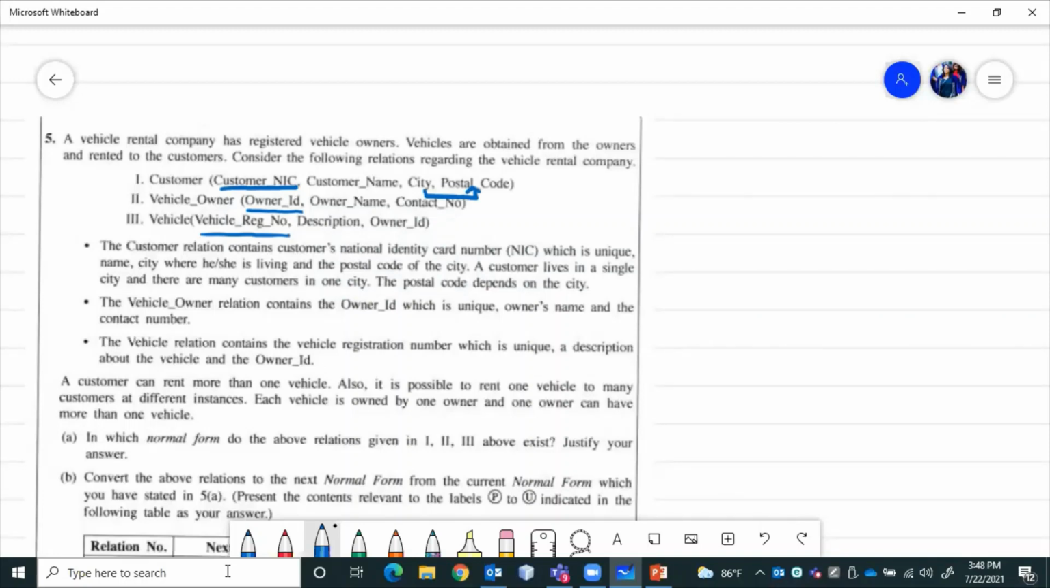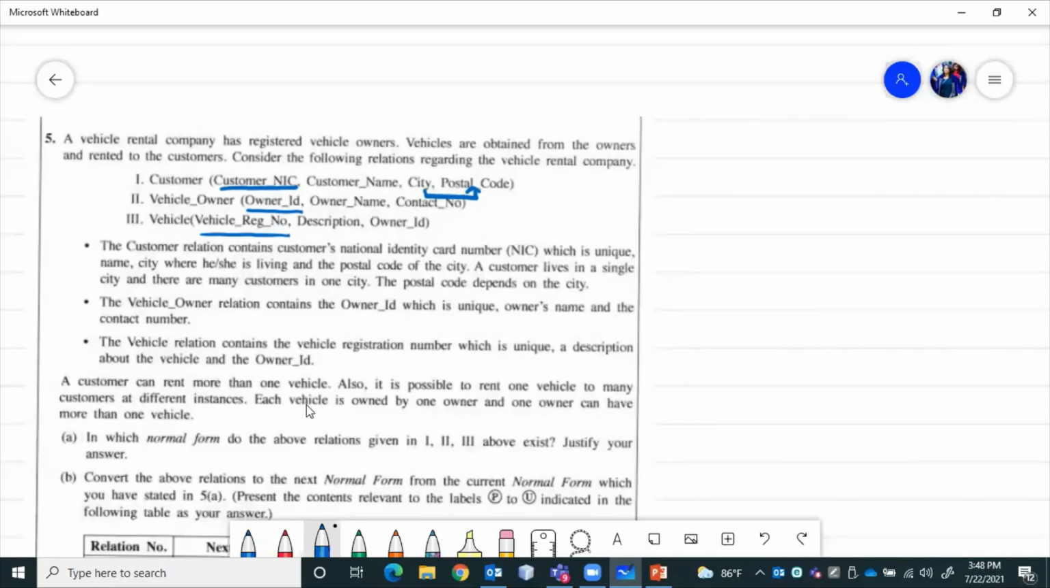Right. Now, a customer can rent more than one vehicle. Why have they given these things? Because you're supposed to draw the ER diagram. I'm not going to do that today, right? So that's why they have given this additional information. Also, it is possible to rent one vehicle to many customers, right? At different instances, each vehicle is owned by one owner and one owner can have more than one vehicle. These things, one to many, right?